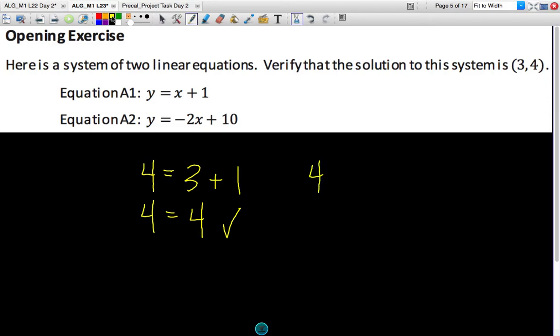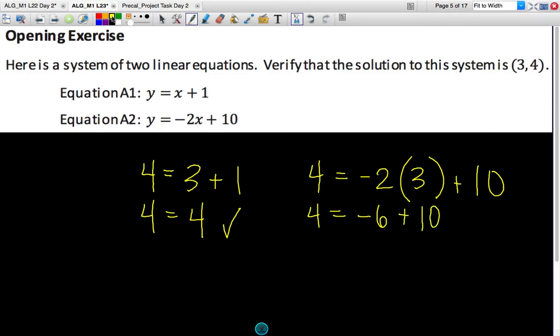y equals 4 equals negative 2 times the x, which is 3, plus 10. So 4 equals negative 6 plus 10. Negative 6 plus 10 is 4. So this works. So (3, 4) is a solution to the system.